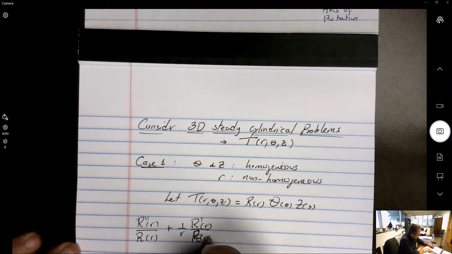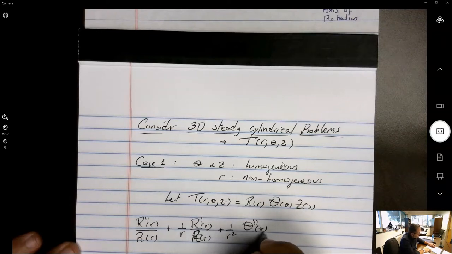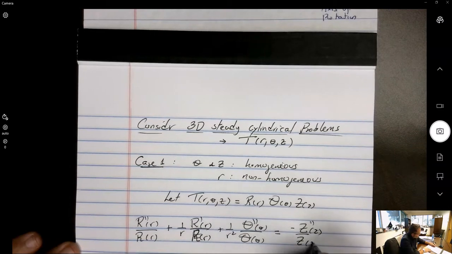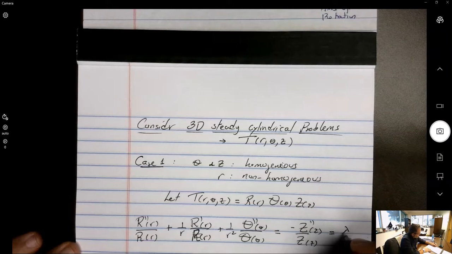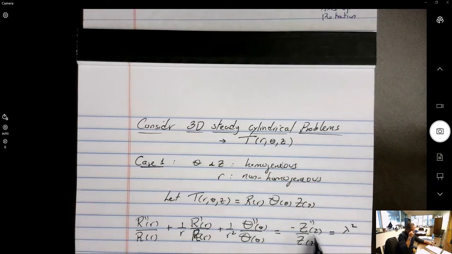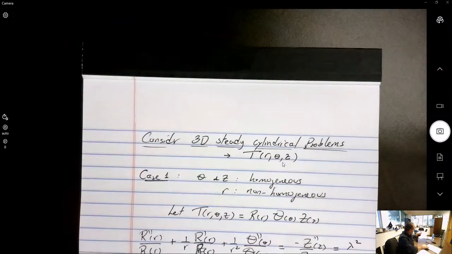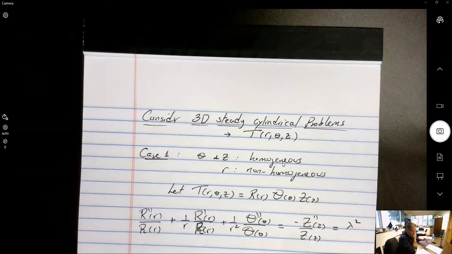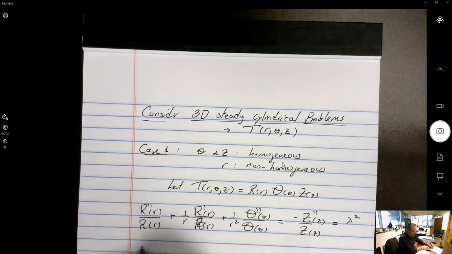This is R prime of r over R of r plus 1 over r squared, Theta double prime of theta over Theta of theta, equal to minus Z double prime of z divided by Z of z. And we pick a separation constant that's positive because we want to form an eigenvalue problem in the z direction. And later we'll pick another separation constant to build an eigenvalue problem in the theta direction. Remember that in the theta direction, homogeneous basically means that it's periodic, that we have a full circle. So we've done this already in the polar coordinate problems.